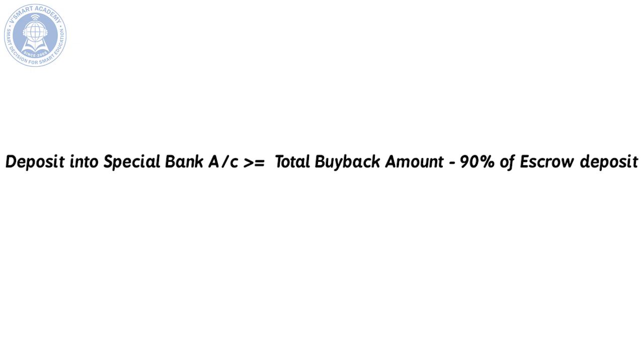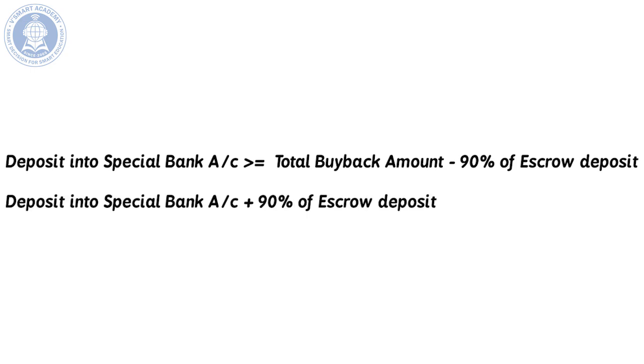The amount deposited into the special account should be greater than or equal to total buyback amount minus 90% of the escrow deposit. So, speaking indirectly, the amount deposited into the special account together with 90% of the amount deposited into the escrow account should be at least equal to the total buyback amount. Once the amount is deposited into the special account, the company should verify the offers received and then it should make the payment to the respective shareholders within 7 days.